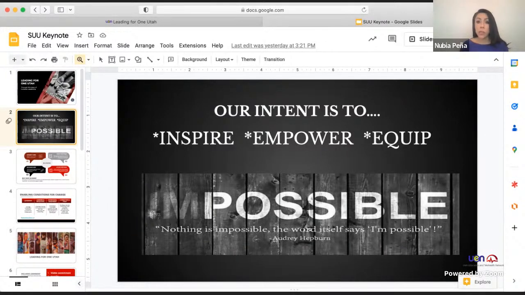So our intent is to inspire individuals around EDIA, empower them to understand that this is everyone's work, that this is not about exclusion, but in fact, really making sure that all Utahns in our state can thrive. And we are doing so by equipping people with understanding the principles of leadership that can get us to those outcomes that we're seeking. So inspiring, empowering, and equipping individuals is what we're seeking to do.